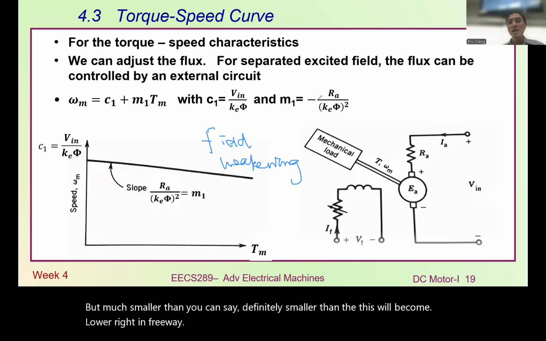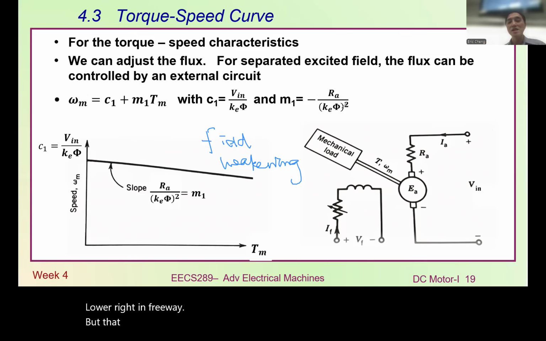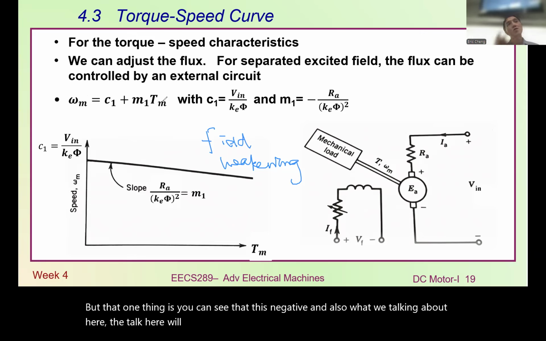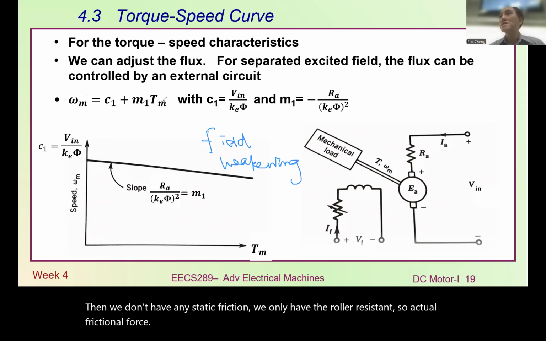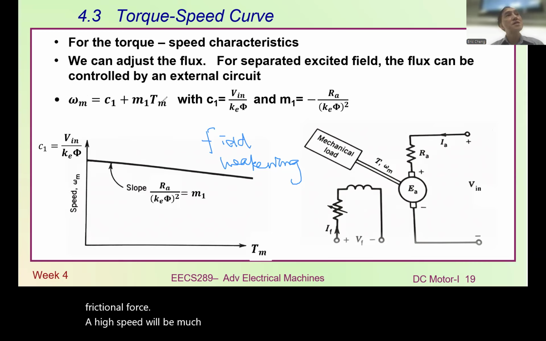But one thing is, you can see that this is negative. Also, what we're talking about here, the torque here will be when the vehicle is overdriven at really high speed, then we don't have any static friction. We only have the rolling resistance. So the actual frictional force at high speed will be much lower than the static. So the torque here will be less demanding, much lower.